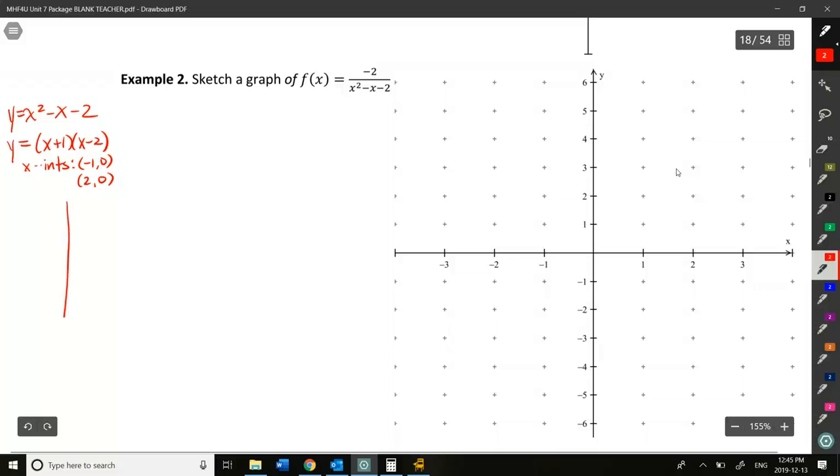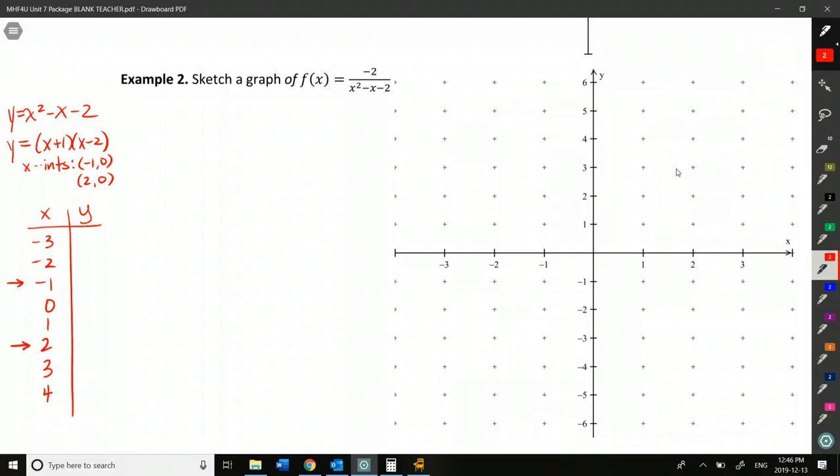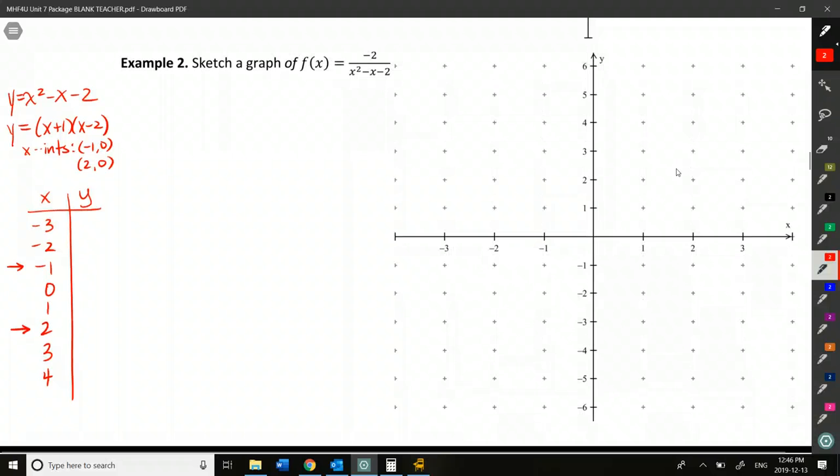So I'm going to choose, we'll start at -3 so that I have a couple of points lower than -1. And then once I get to 2 here, maybe I'll go up to 3 and 4, right? So I've based my table of values around where these x-intercepts are, making sure that I have some points below each of them and some points above each of them.